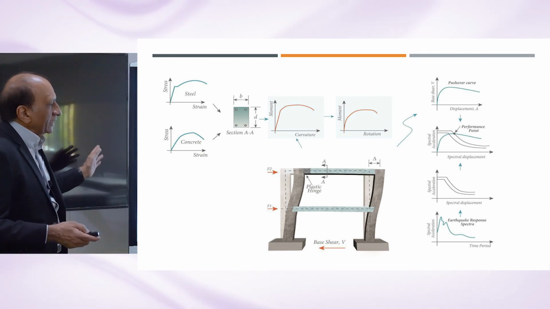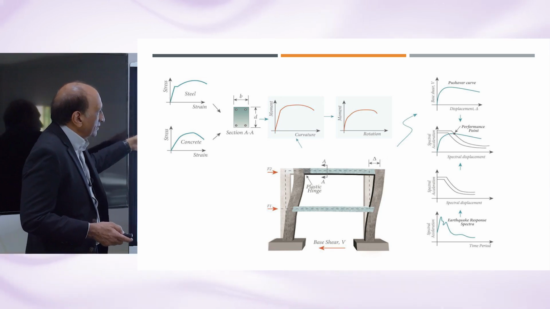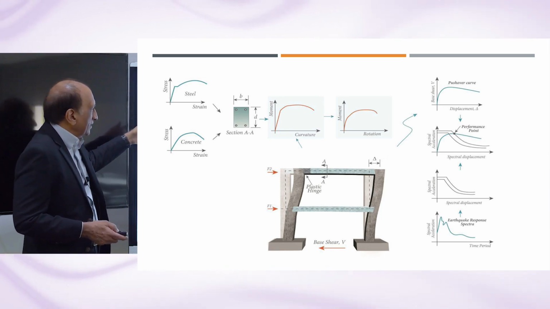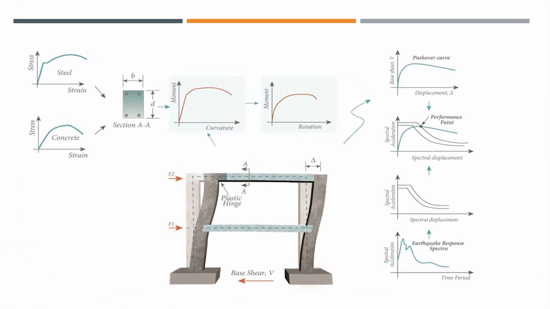So let me start on the left-hand side. The left-hand side is steel and concrete stress-strain materials that we have seen earlier. It goes to the cross-section. We generate the moment curvature curve that we have shown earlier. From the moment curvature curve, we get the moment rotation curve. Those moment rotation curves are assigned in the structure to the hinges, or the portion that we say is a plastic hinge that we allow to yield. So we assign that here.